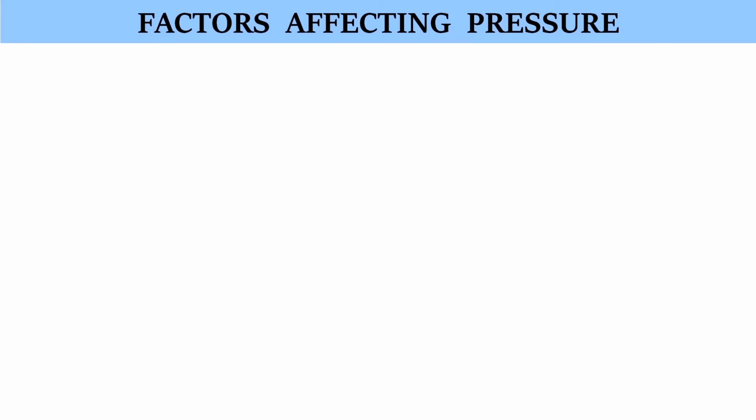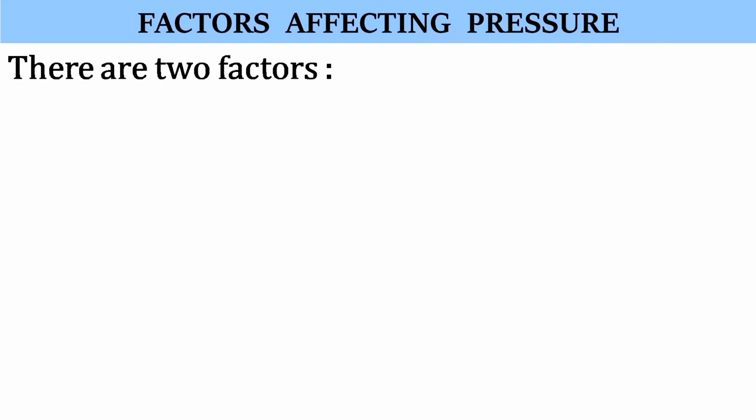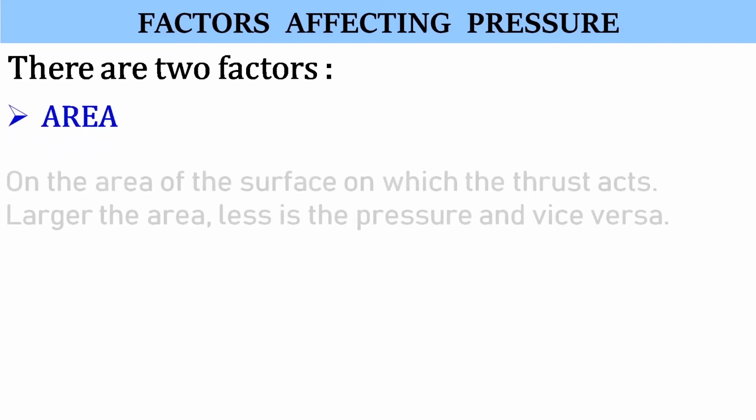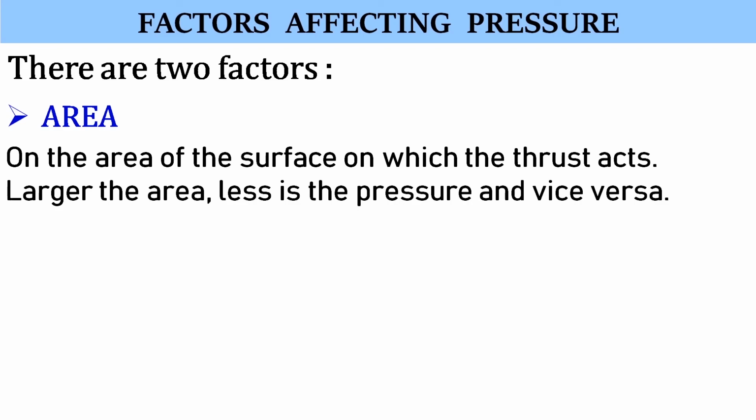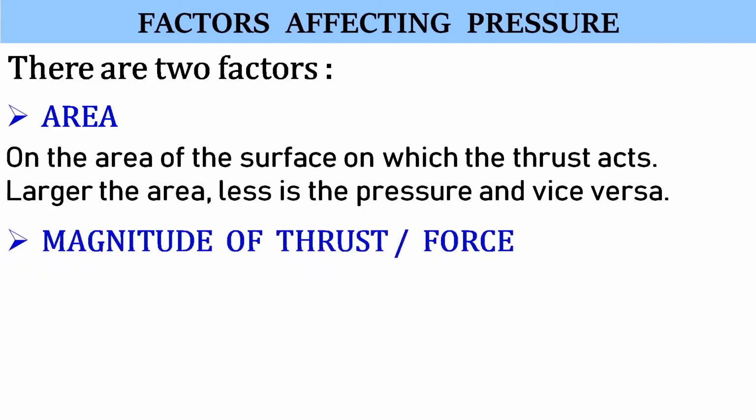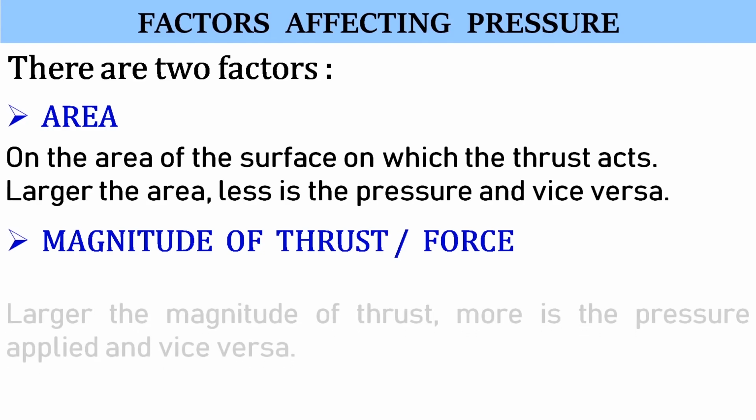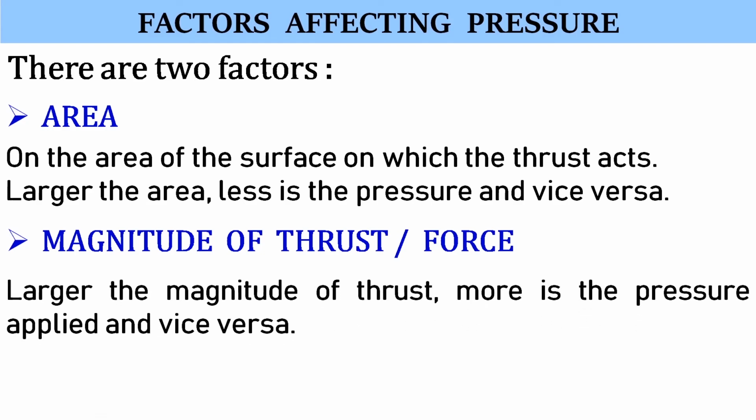Now let's take the factors affecting the pressure. There are two factors. The first factor is area. Area means the area of the surface on which the force or the thrust acts, and larger the area, less is the pressure and vice versa. The second factor is magnitude of thrust or force. Larger the magnitude of thrust, more is the pressure applied and vice versa.